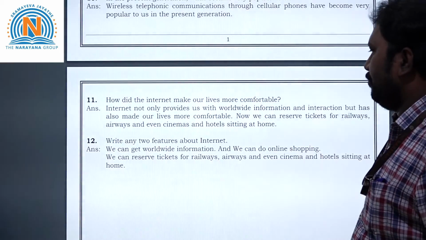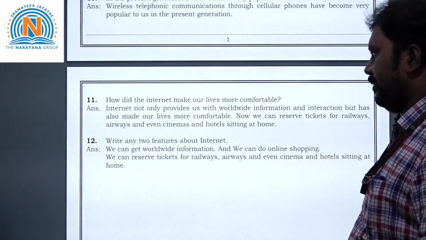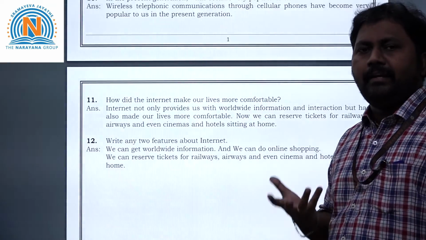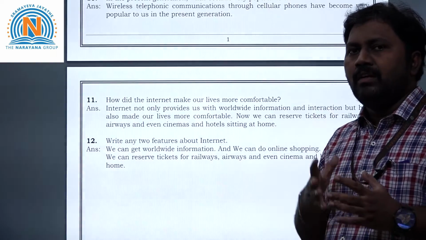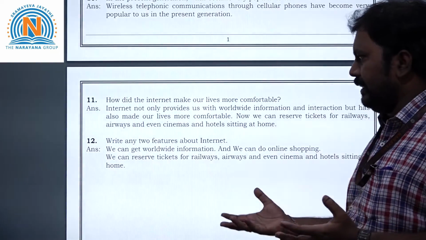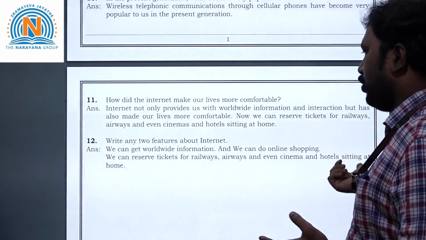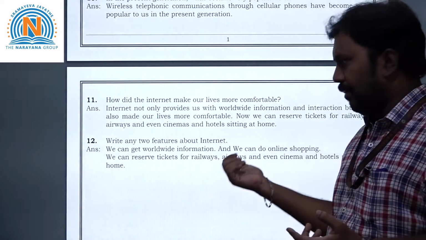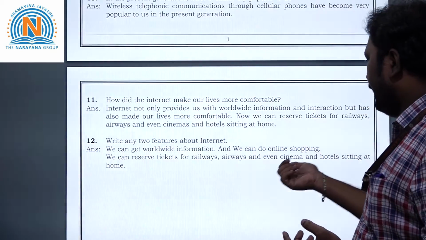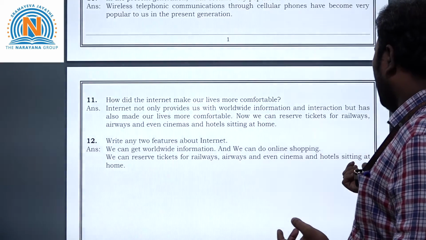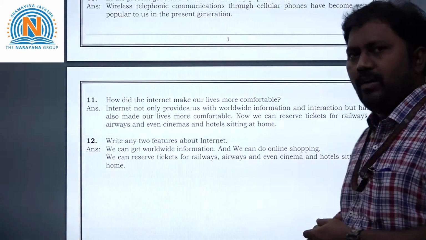Now let's take the 12th question here. Write any two features of the internet. So internet means what? Worldwide information, means www, World Wide Web. So that is what's here. We can get worldwide information, and we can do online shopping. We can reserve tickets for airways, railways, and even cinema and hotel sittings at our homes.